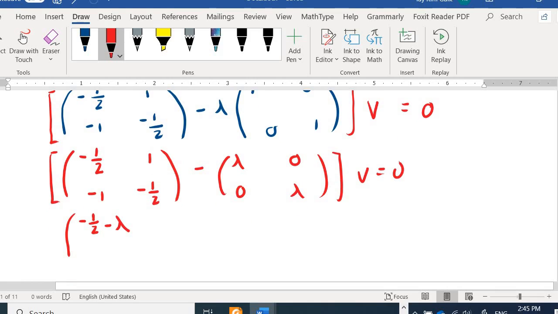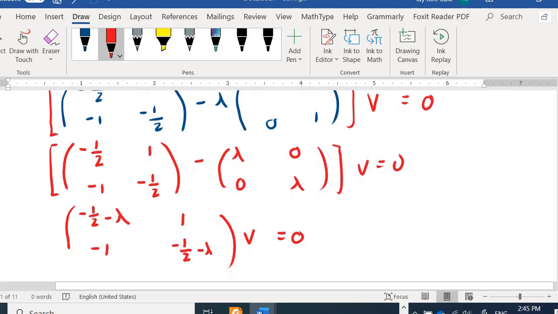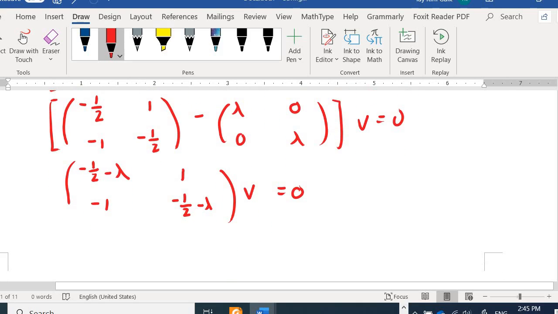So that's why, as I already said, only in the first lesson I show it this way. From the next lesson, you should understand that A minus lambda I means you just subtract lambda at the main diagonal. So this is A minus lambda I, times v, equal to 0.